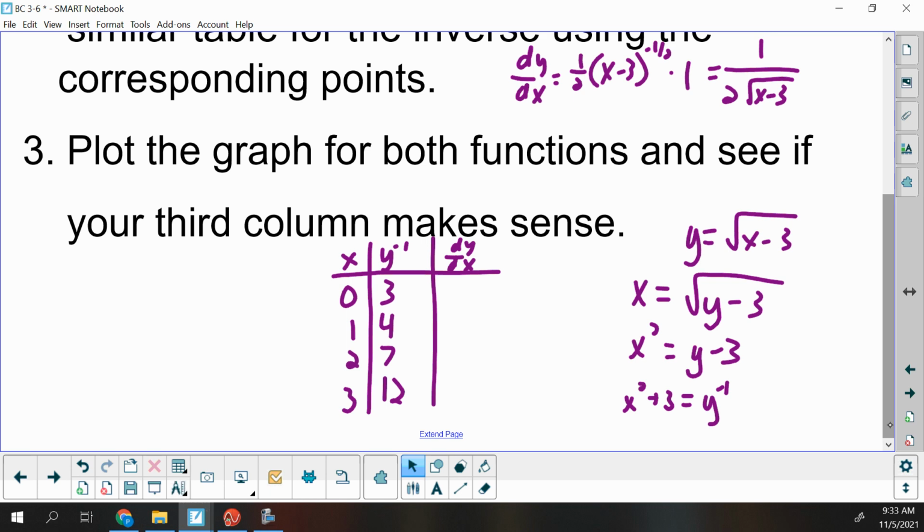Okay, so hopefully you have something. Our derivative of this inverse would have just been 2x. So 2 times 0 is 0, 2 times 1 is 2, 2 times 2 is 4, 2 times 3 is 6. So hopefully some of you got those without having to do the derivative.